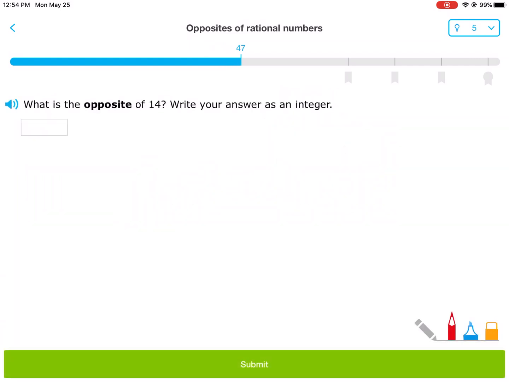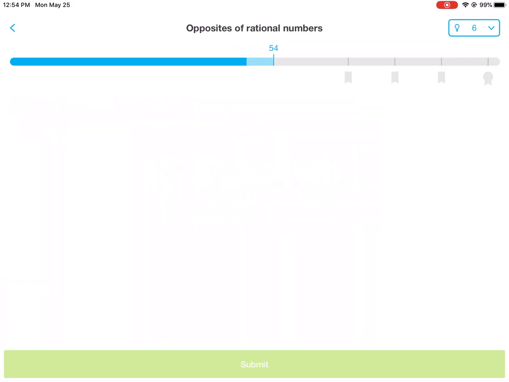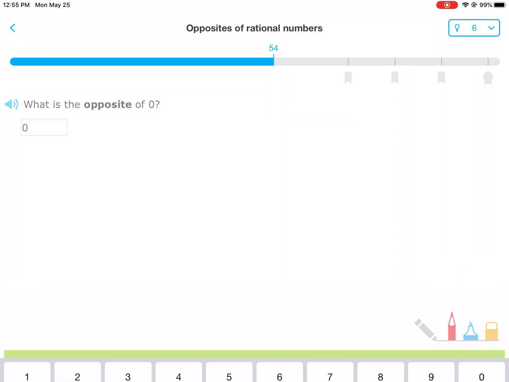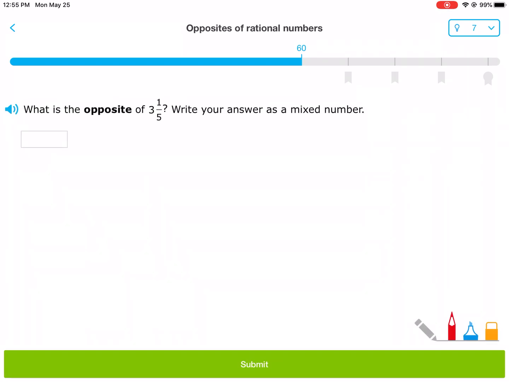All right. What is the opposite of 14? Again, that's going to be a negative 14. What is the opposite of 0? We love that one because it's just 0. And again, got to a 60. There you go. You guys got this.